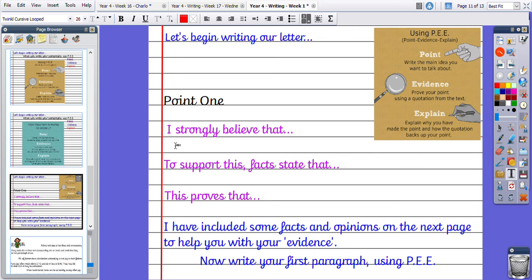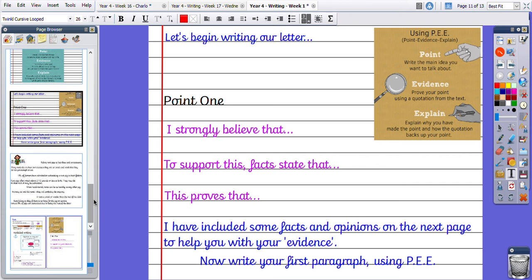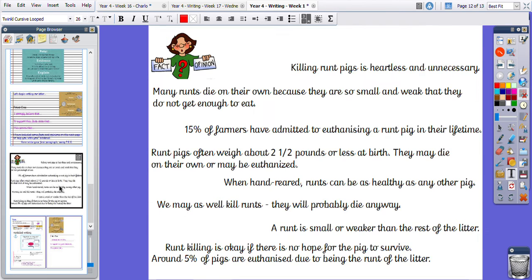Okay, I have given you some sentence starters again to help you. Try and write your own point. You use your plan on Friday to help you. And I've also included on the next slide the facts and opinions slide from last week, so that will help you with your evidence section.